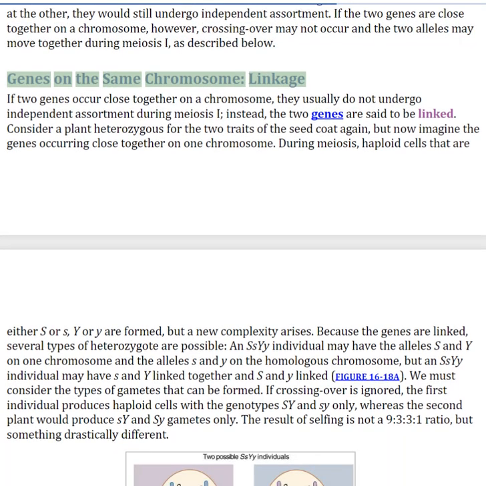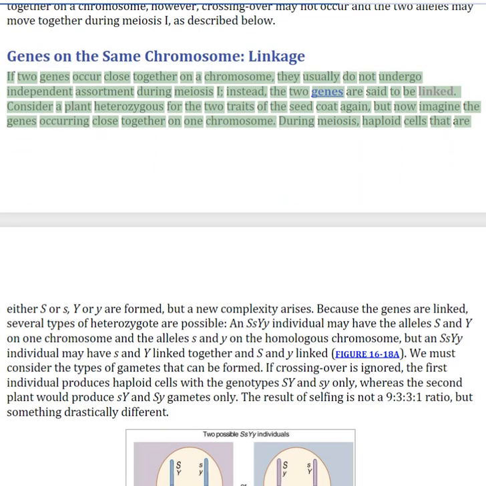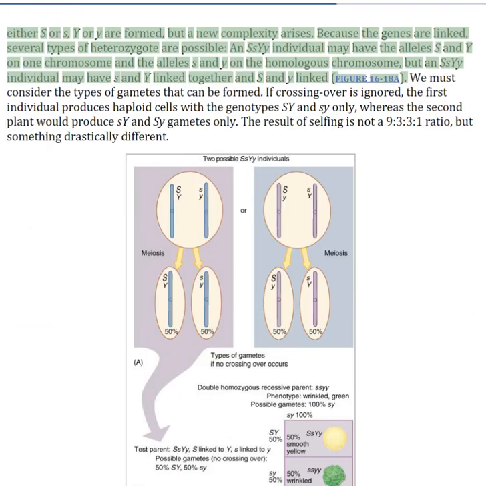Genes on the same chromosome: linkage. If 2 genes occur close together on a chromosome, they usually do not undergo independent assortment during meiosis I. Instead, the 2 genes are said to be linked. Consider a plant heterozygous for the 2 traits of the seed coat again, but now imagine the genes occurring close together on one chromosome. During meiosis, haploid cells that are either S or s, Y or y are formed, but a new complexity arises. Because the genes are linked, several types of heterozygote are possible.